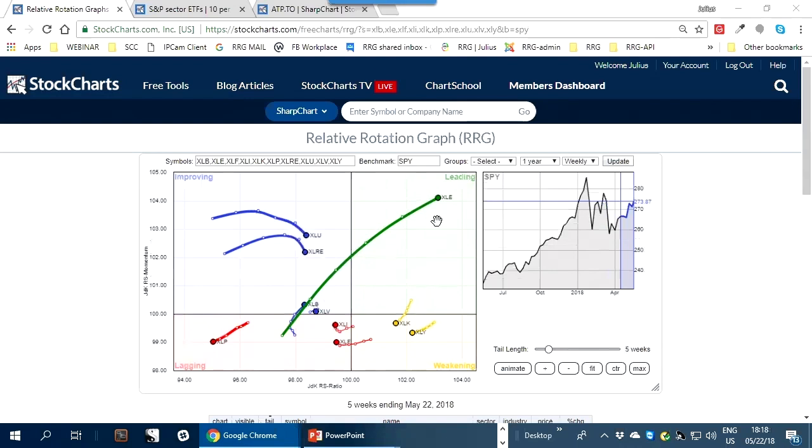So here, XLE Energy is now the outperforming sector inside the S&P 500. It's beating the S&P 500, but it would also beat the S&P 500 if the S&P 500 was going down and the energy sector was going down, but the energy sector was going down less fast than the S&P 500. That's the relative performance that we're looking at.